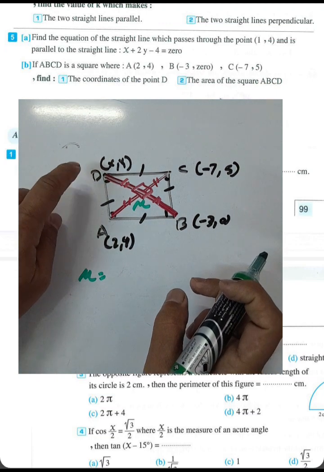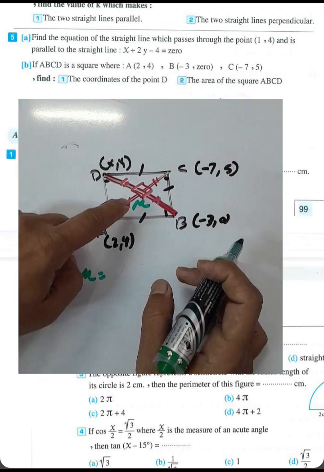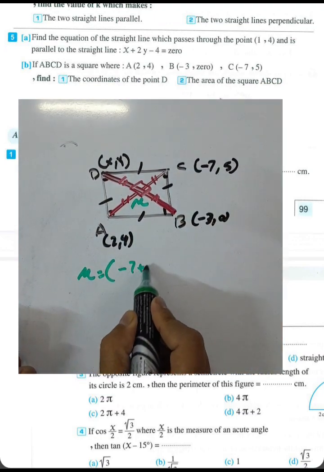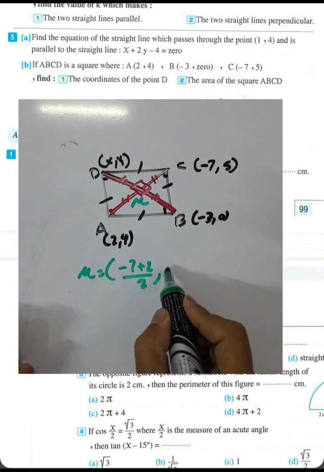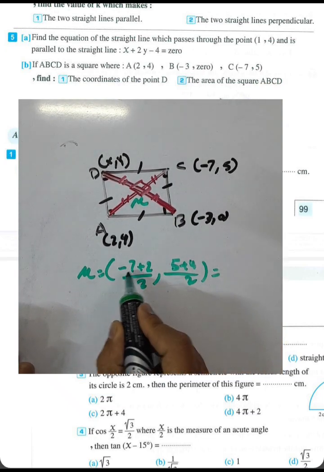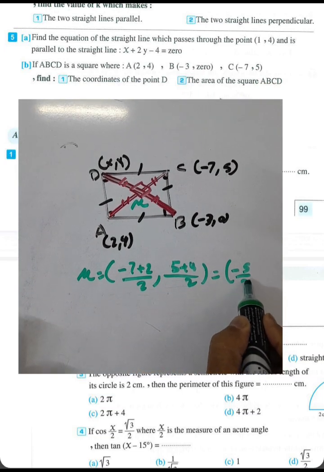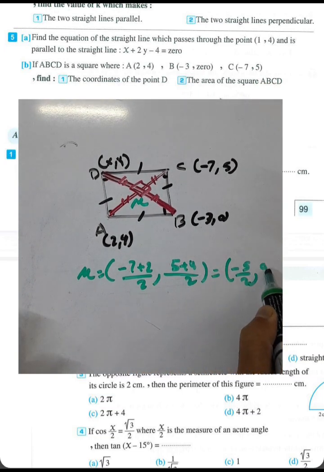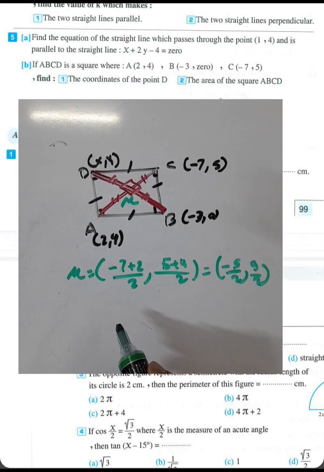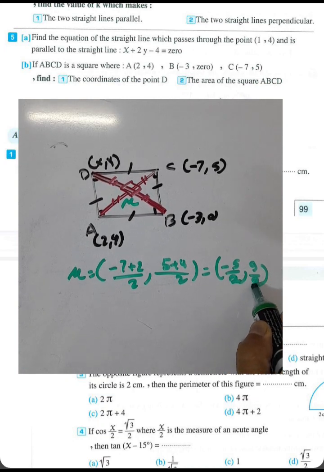In this example, the two diagonals of the square bisect each other. Then the coordinates of M: we can add negative 7 plus 2 divided by 2, and 5 plus 4 divided by 2. Negative 7 plus 2 is negative 5, divided by 2, and 4 plus 5 is 9, divided by 2. The coordinates of the point M will be negative 5 over 2 and 9 over 2.